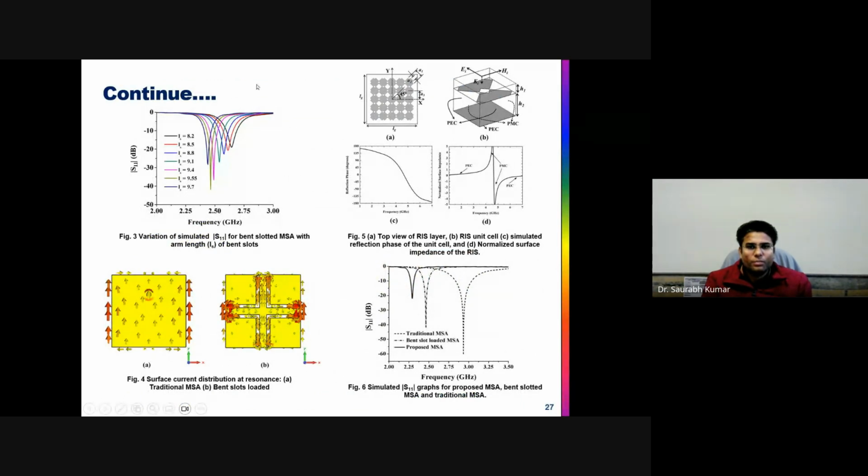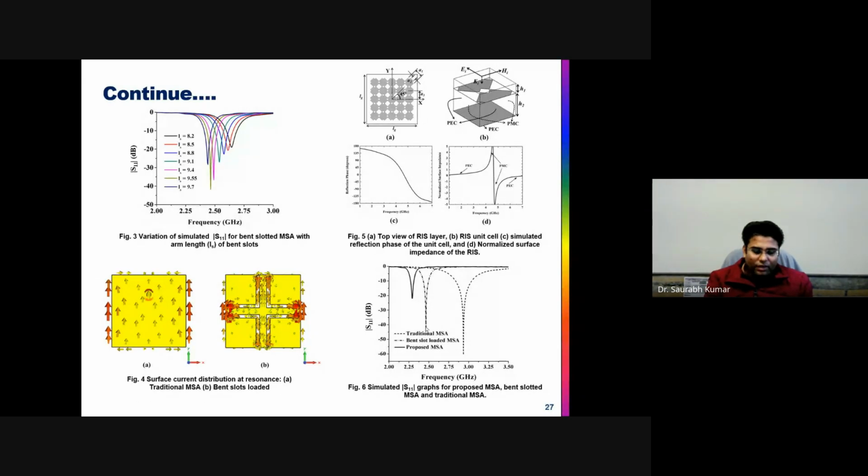You can see somewhere here, this is the traditional antenna without any slot, a simple patch. By just slotting the antenna, the current is taking the longer path to reach from one radiating edge to the other one, and hence the antenna resonance is coming from this resonance to this resonance.